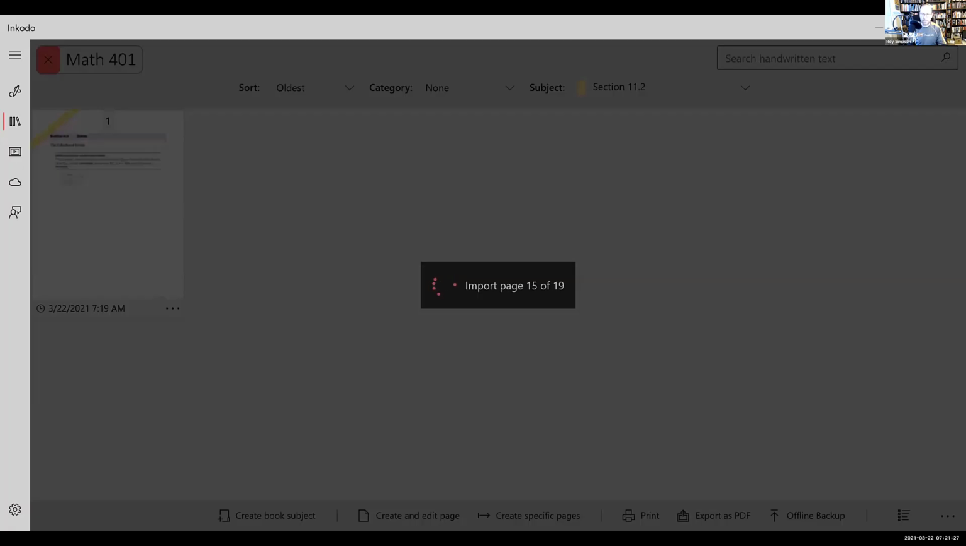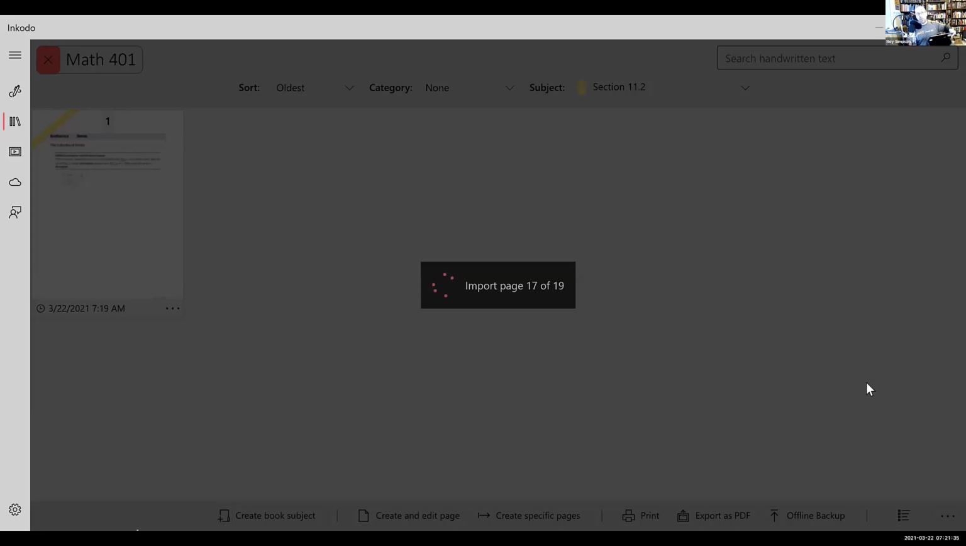And I'll go ahead and share my screen. You're going to see on my screen right now, it's still importing my lecture. But that's perfectly fine. Open here, share screen. And where is my Inkodo? There it is. Share. There we go. So it's still importing. Takes just a few more moments here, and then we'll jump right into it.